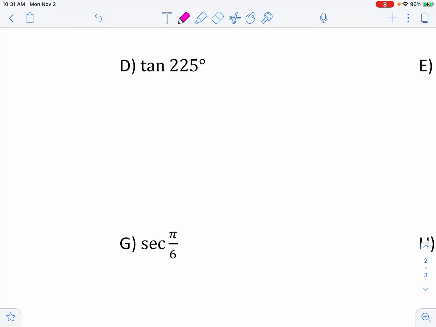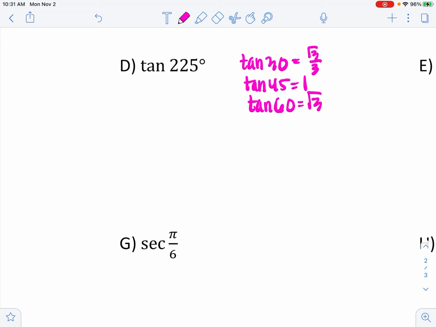Okay, the very next one. Tangent of 225. Tangents I have memorized. Okay, remember tangent of 30 is √3/3. Tangent of 45 is 1. Tangent of 60 is √3. So if I want tangent of 225, I just have to know what's the reference angle and what quadrant it's in. So 225 is in my third quadrant.